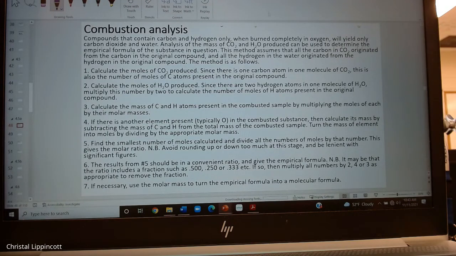All right, so we're going to talk about real quick combustion analysis, and then we're going to start in and talk about 4.6, which deals with titrations. So combustion analysis, combustion is where you're burning something in the presence of oxygen. That's what combustion is, a reaction in the presence of oxygen.